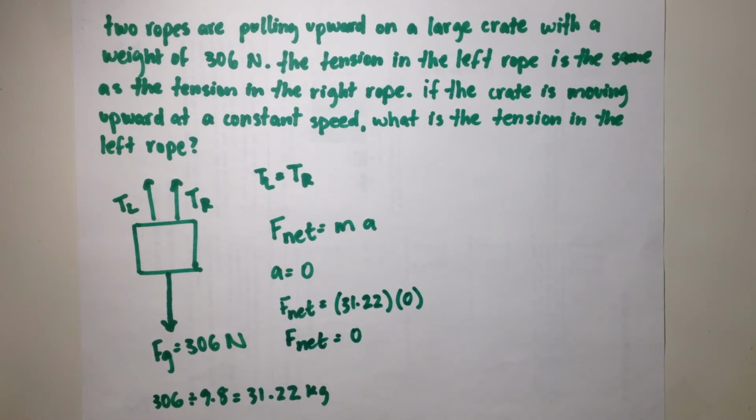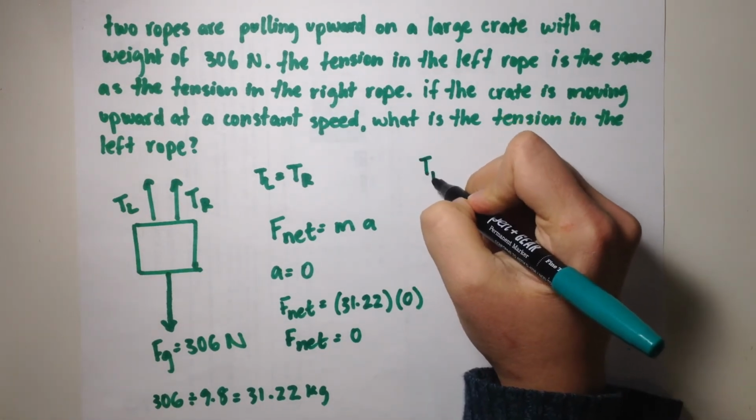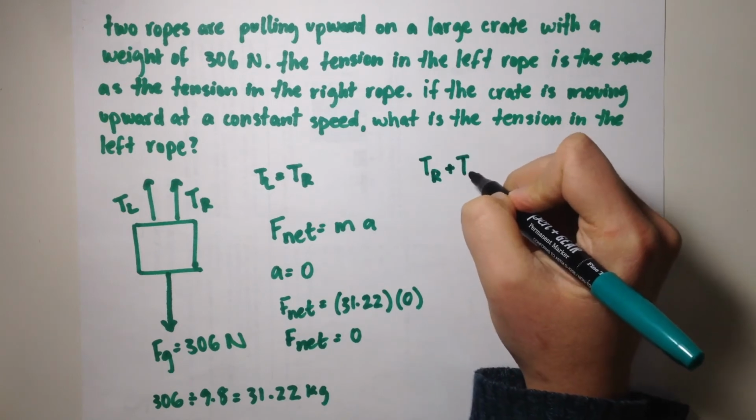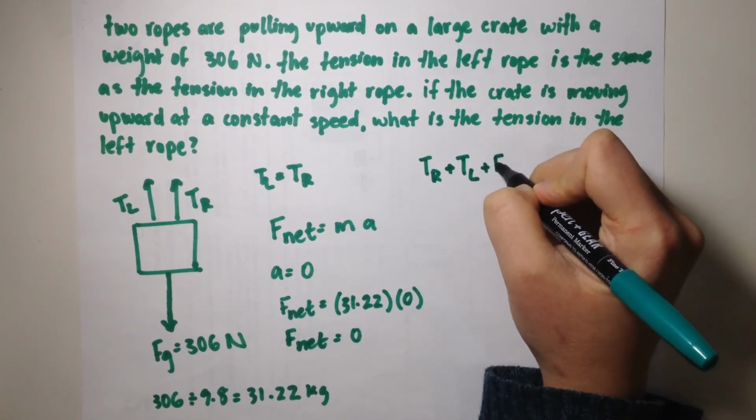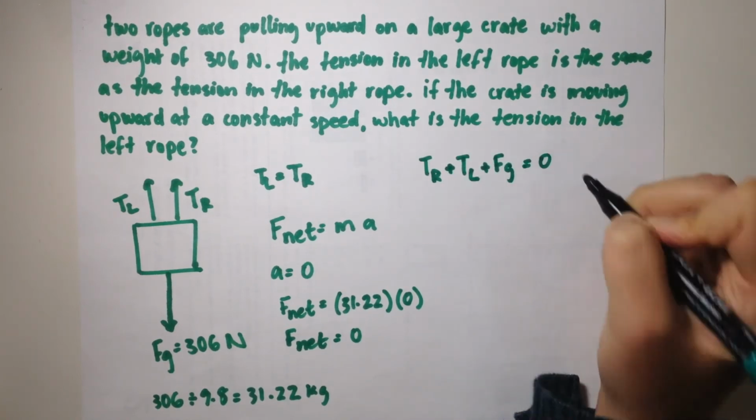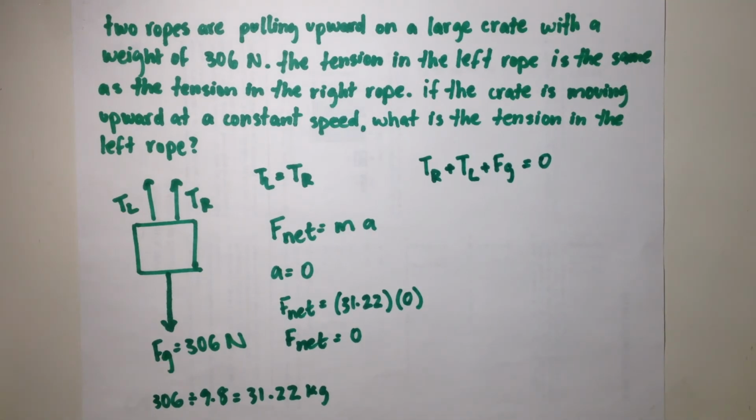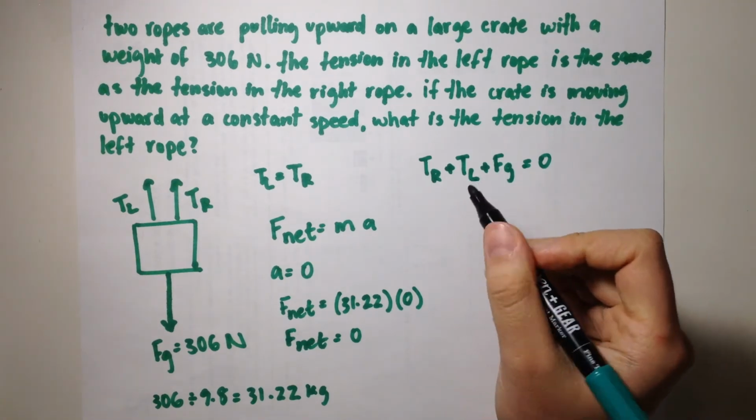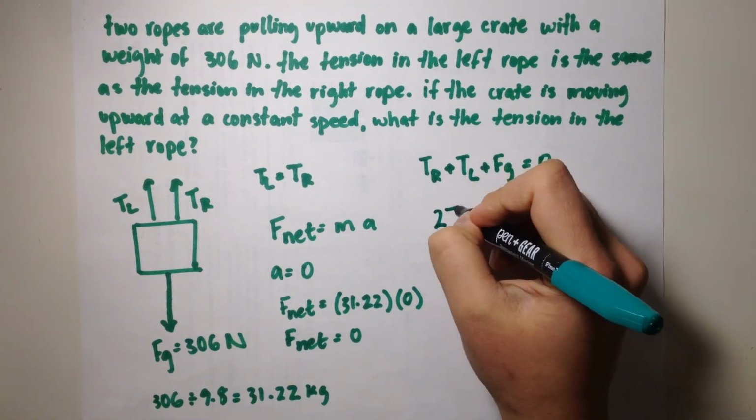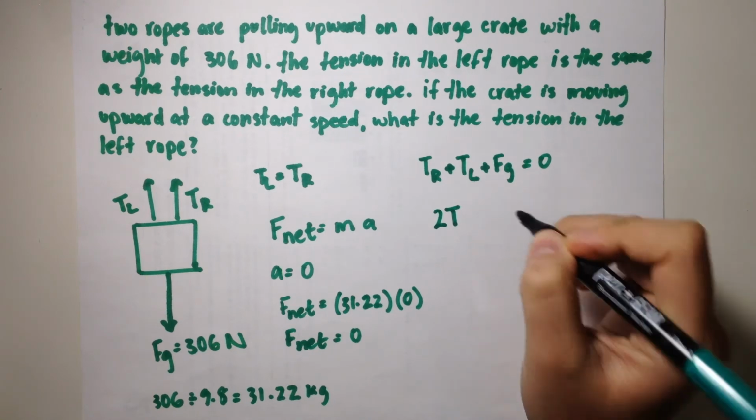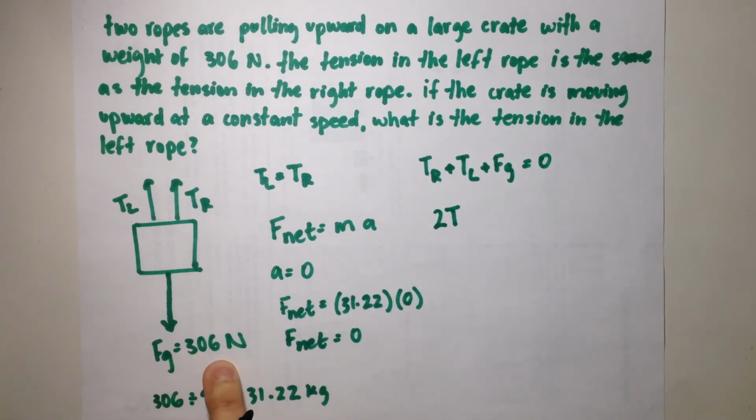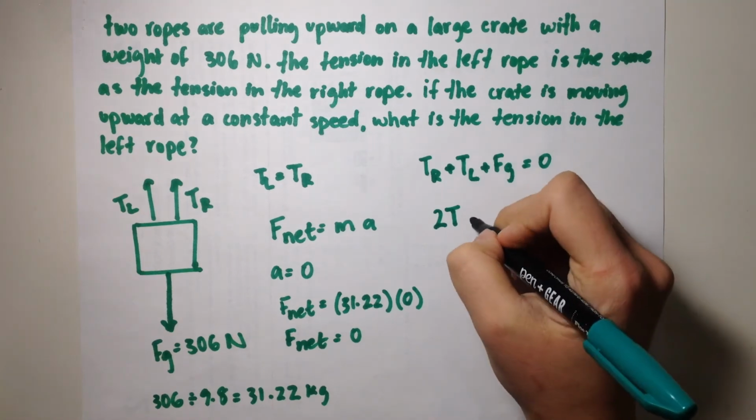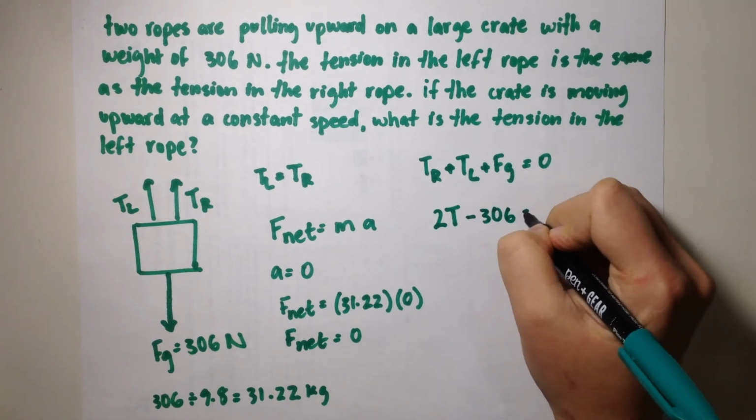And that tells us that all of these forces acting on it combined must equal 0. So the tension in the right rope plus the tension in the left rope plus the force due to gravity must equal 0. So tension in the right and tension in the left rope are both the same, so we can just write 2T, T plus T, 2T, and then the force due to gravity is 306 newtons downward, so we have to write minus 306 equals 0.